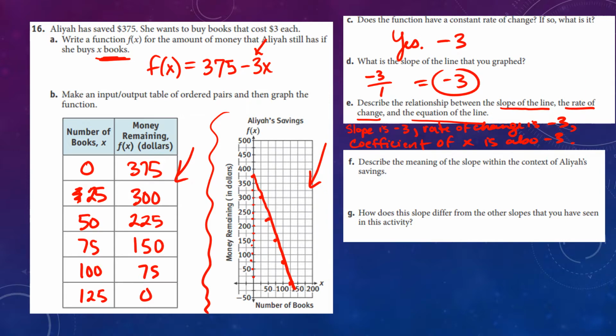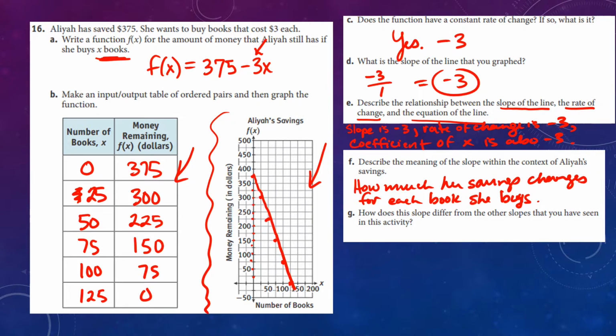So now we're going to describe the meaning of the slope within the context of her savings. So we know the slope is -3, and in the context of the story, it means how much her savings changes for each book she buys. So we got to be specific about that context. It's not just how much her savings changes, but what's causing it. It's how much her savings is changing for each book.